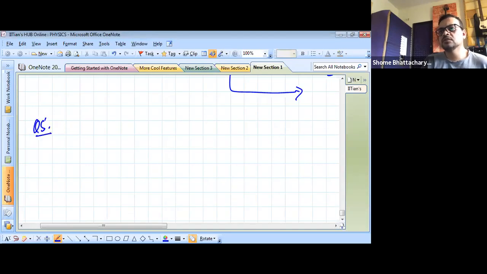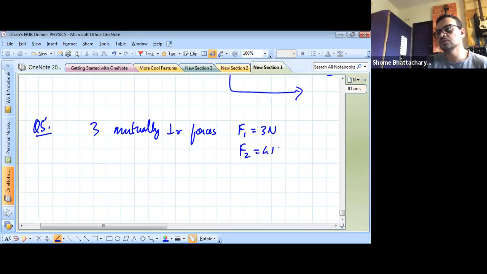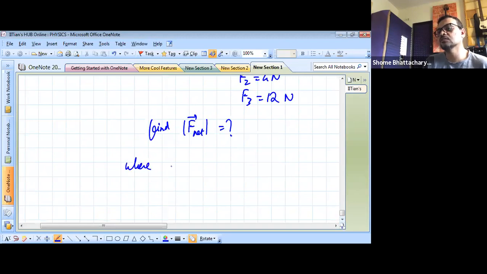Yeah. So in question 5, it is given to us that we have three mutually perpendicular forces of magnitude 3 newtons, 4 newtons, and 12 newtons. We have to find the magnitude of the net resultant force. The net resultant force is the vector sum of F1, F2, and F3.